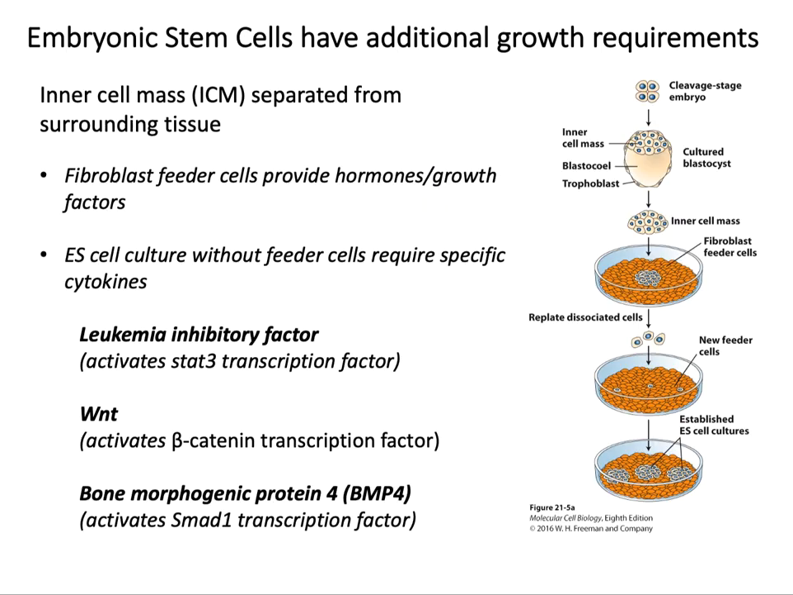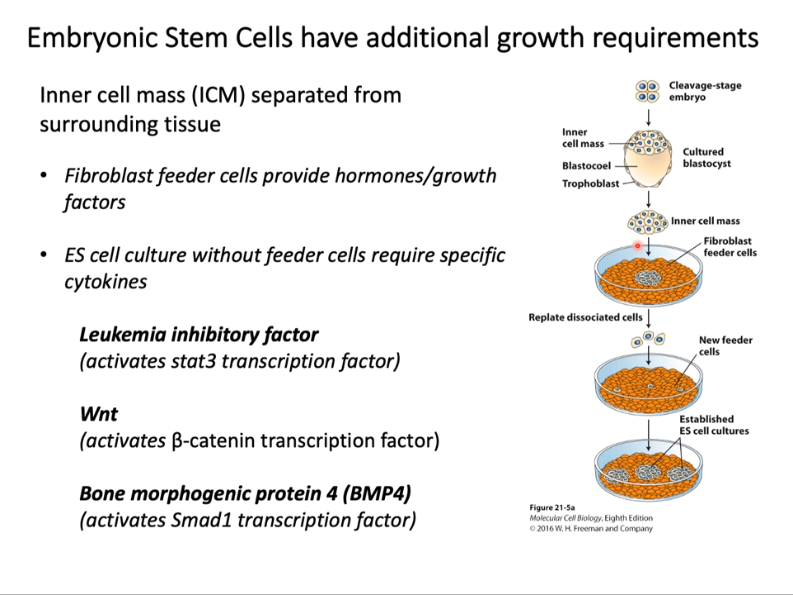I want to talk about culturing embryonic stem cells. They have very fastidious growth requirements as compared to other cells. This is how the embryonic stem cells are obtained. If you want human or mouse stem cells, you start with a cleavage stage embryo, which is developed by in vitro fertilization. The embryo is then cultured in the lab to the blastocyst stage. Within the blastocyst is the inner cell mass, which contains the embryonic stem cells. So the inner cell mass is isolated and placed into the culture medium.